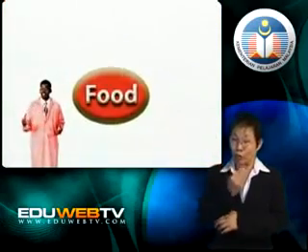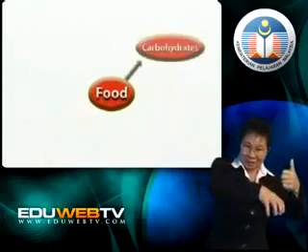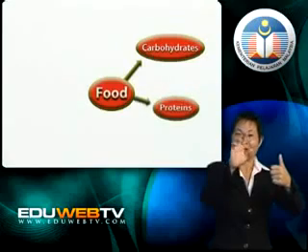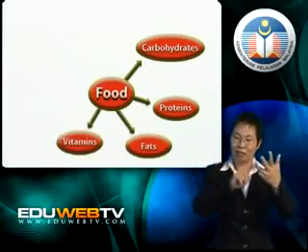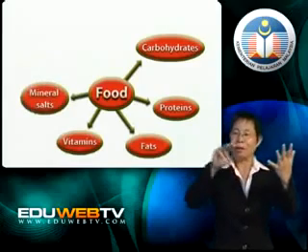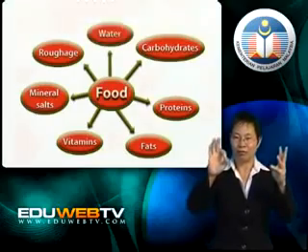Food can be classified into 7 main classes. They are carbohydrates, proteins, fats, vitamins, mineral salts, dietary fibers or roughage, and water.